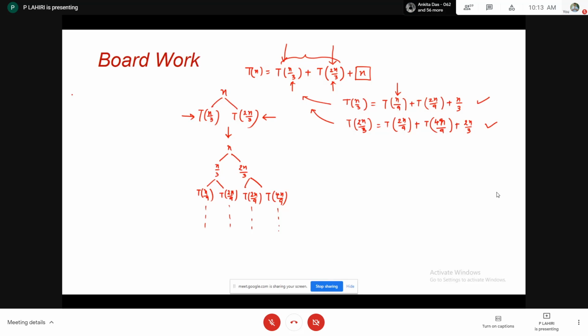Assume the same thing, that is, base case is 1: T of 1 equals 1. Okay? Done. Now, next what to do? Calculate the cost at each level. That means the sum of the values at each level. What is it? It is n. What is it? n. What will be this one? n by 9 to again it is n.